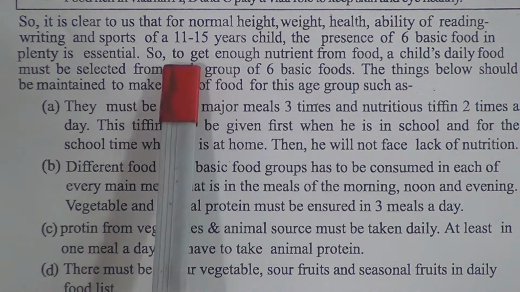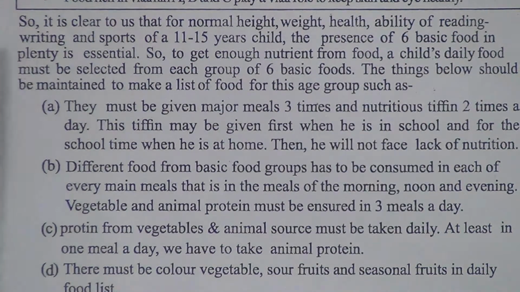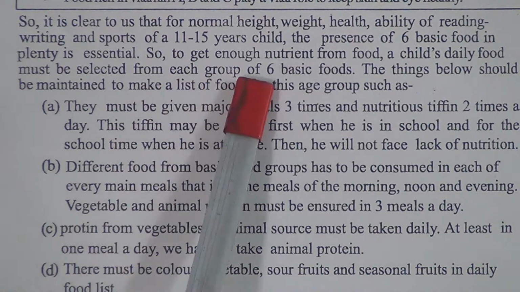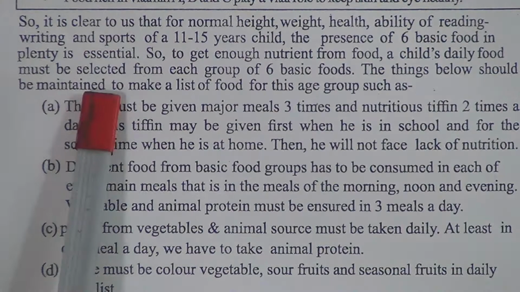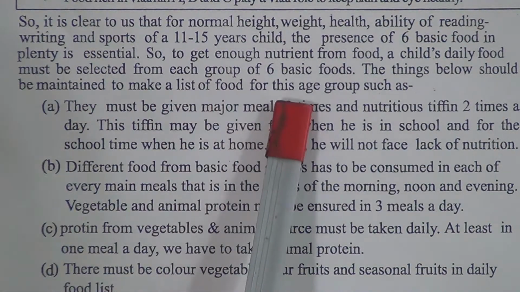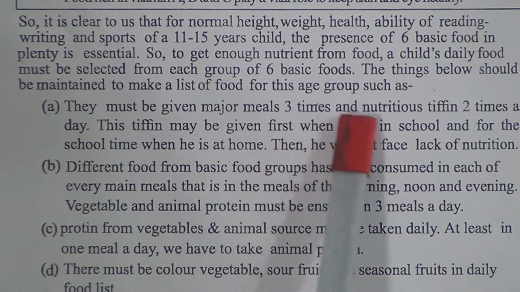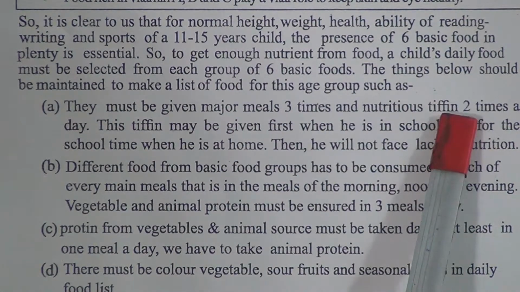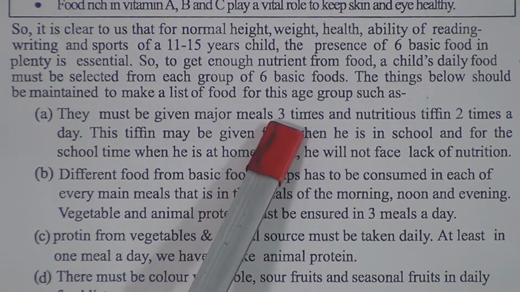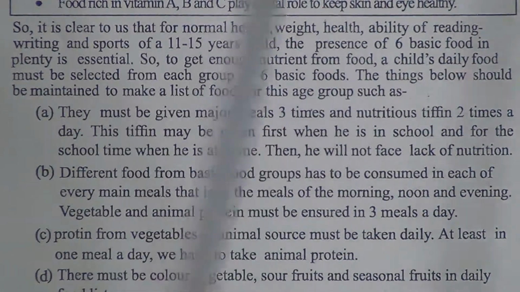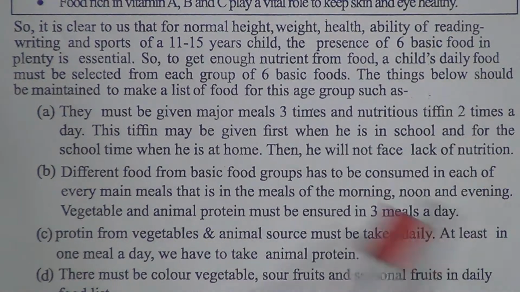So to get enough nutrient from food, a child's daily food must be selected from each group of 6 basic foods. The things below should be maintained to make a list of food for this age group, such as they must be given major meals 3 times and nutritious tiffin 2 times a day. So it means we have to provide 5 times meal a day for a child, 3 major meals and 2 tiffin, in total 5.